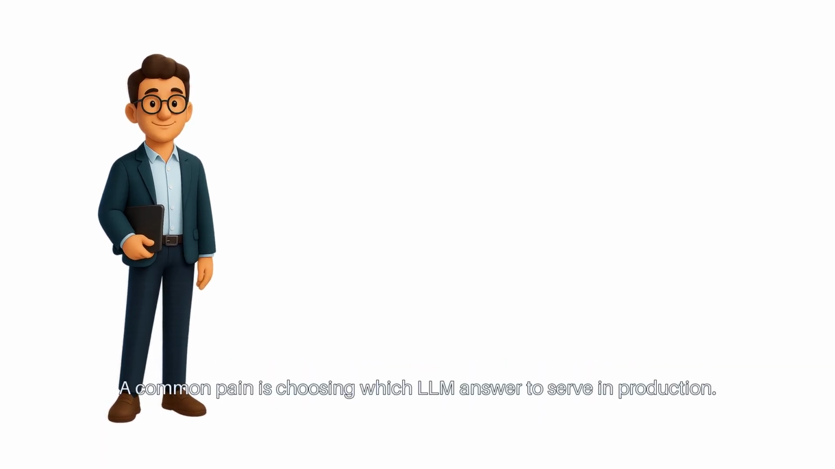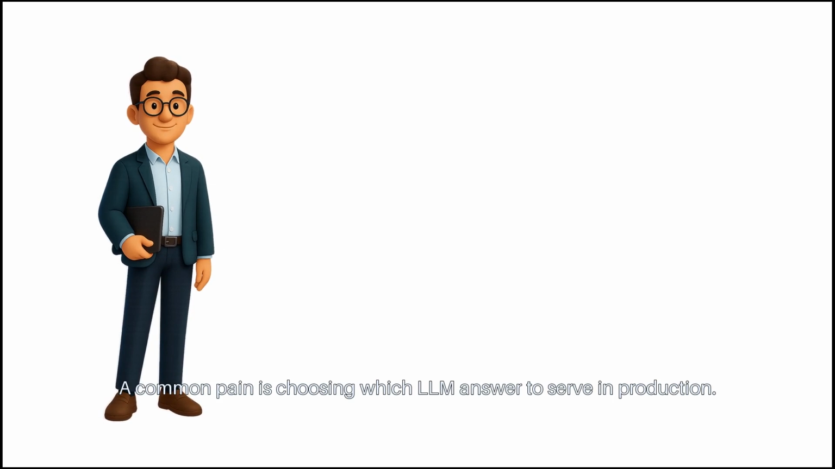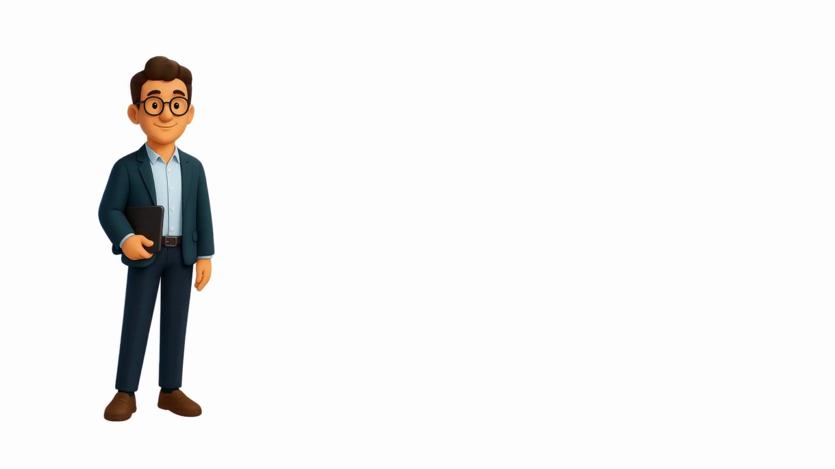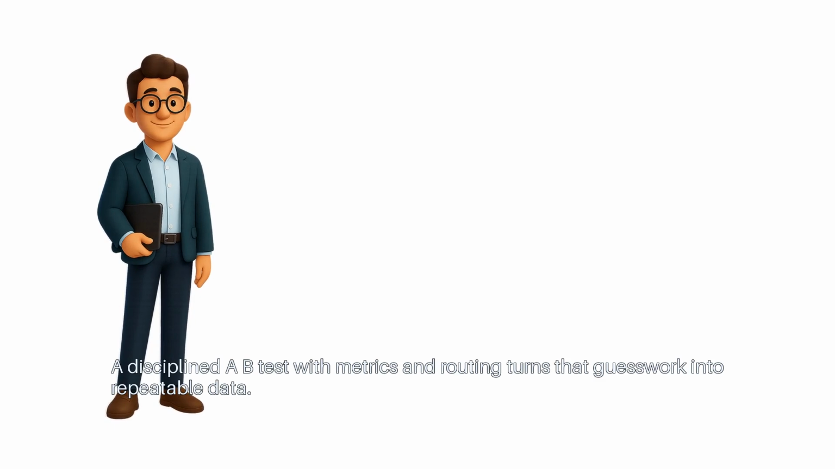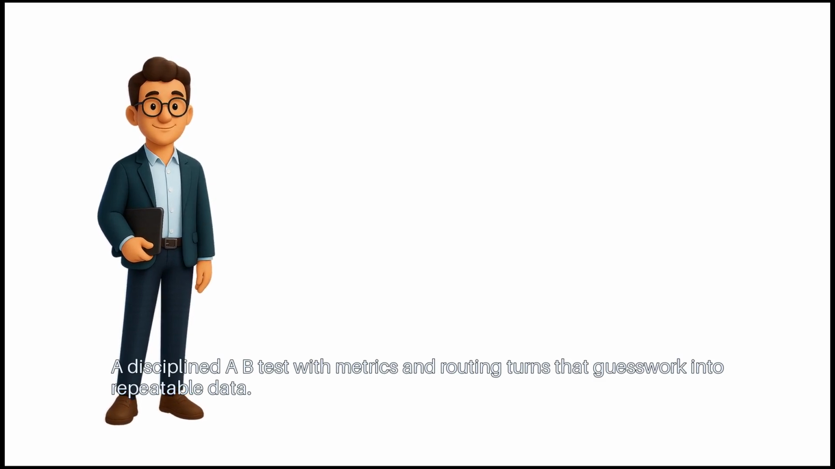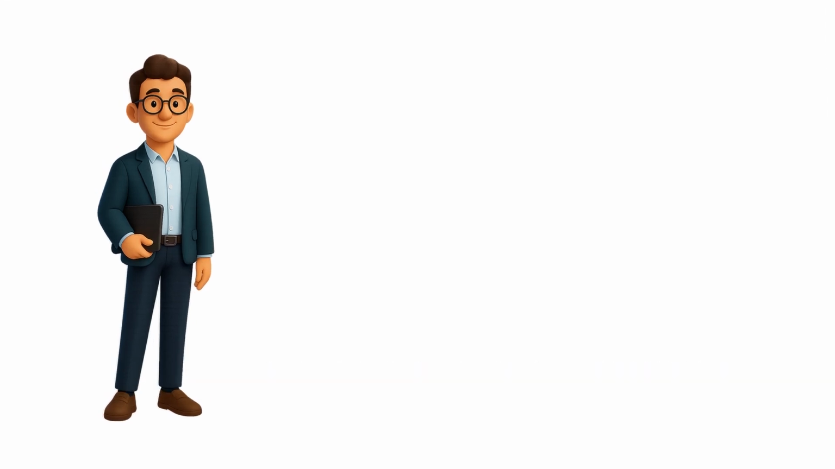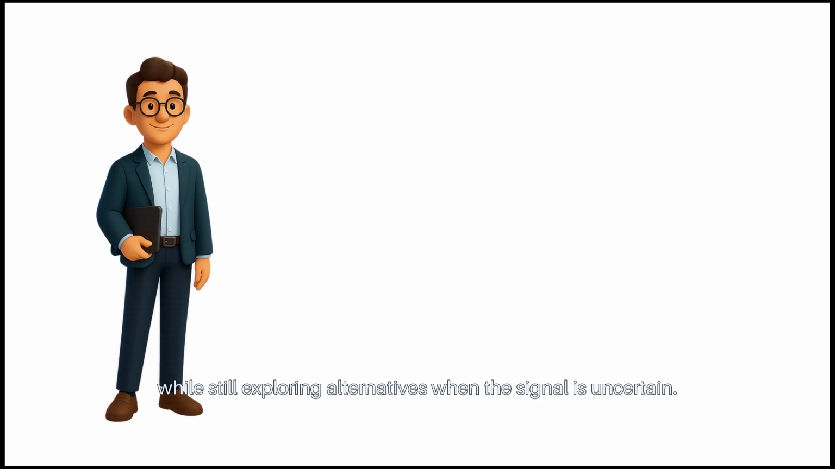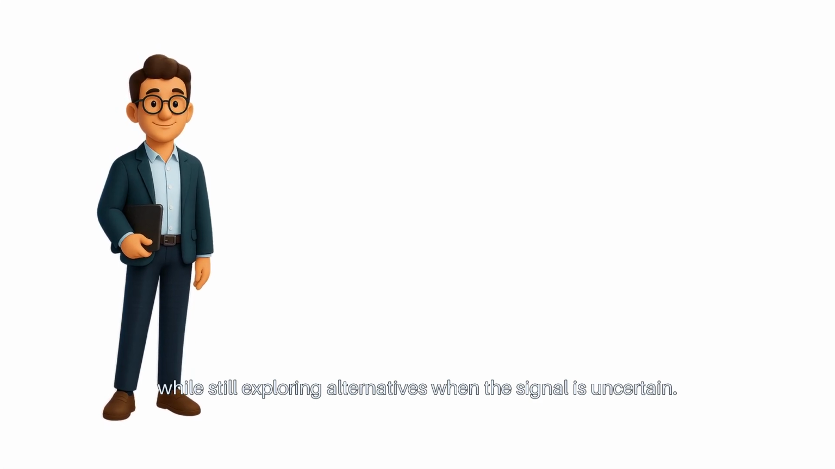A common pain is choosing which LLM answer to serve in production. Teams often run subjective comparisons or guess based on impressions. A disciplined A/B test with metrics and routing turns that guesswork into repeatable data. Success looks like a consistent rule that routes requests to the model that optimizes a chosen metric, while still exploring alternatives when the signal is uncertain.